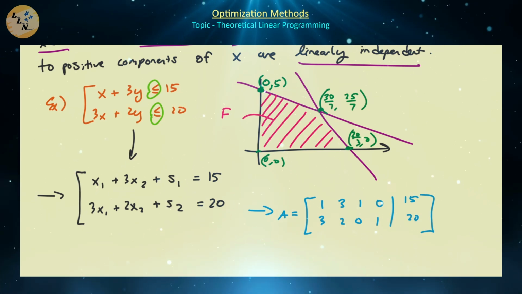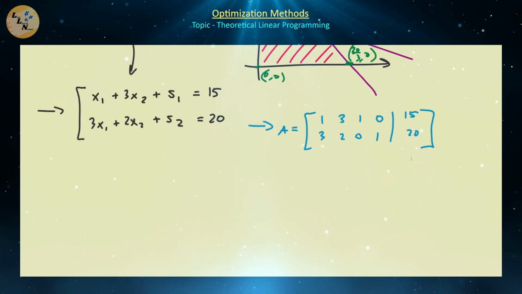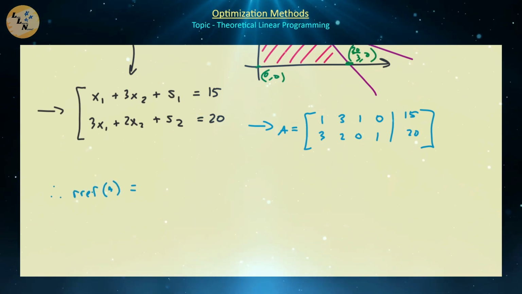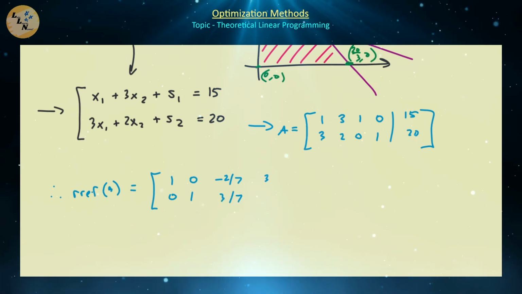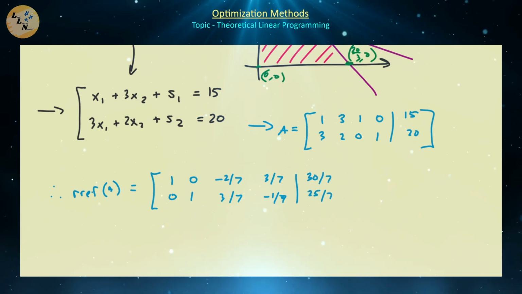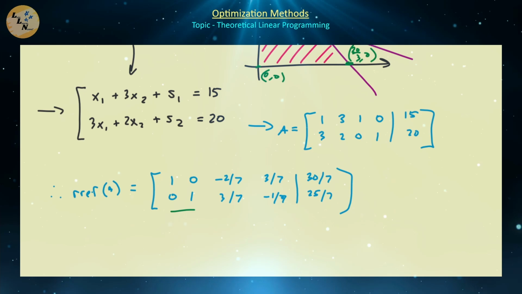So if we look at the reduced row echelon form of this particular coefficient matrix for our standard form linear program, then one can find that the reduced row echelon form is going to be equal to [1, 0, 0, 1], the identity matrix in the left-hand corner, and then we're going to have [-2/7, 3/7; 3/7, -1/7] augmented with 30/7 and 25/7. So clearly we have a rank of 2 and a nullity of 2, so therefore we have 2 free variables and 2 fixed variables. But there's something very, very interesting here.